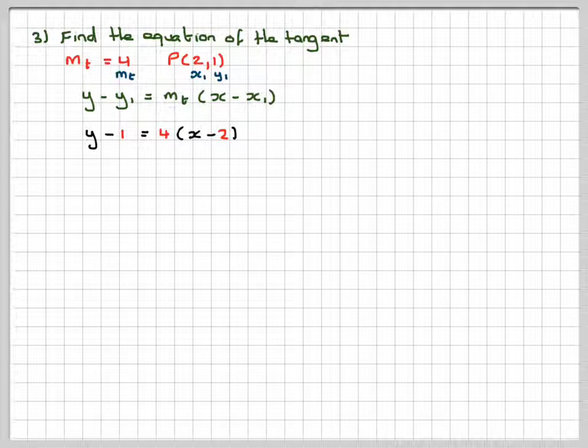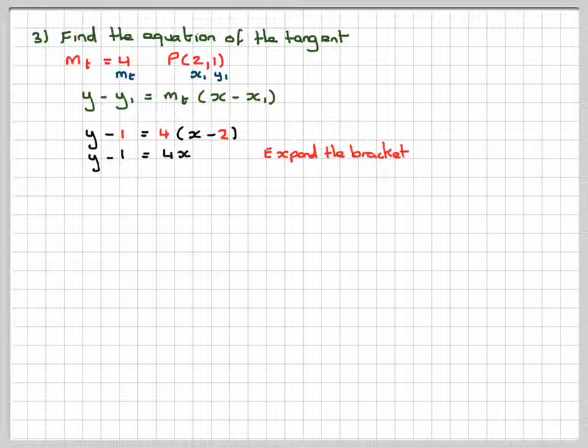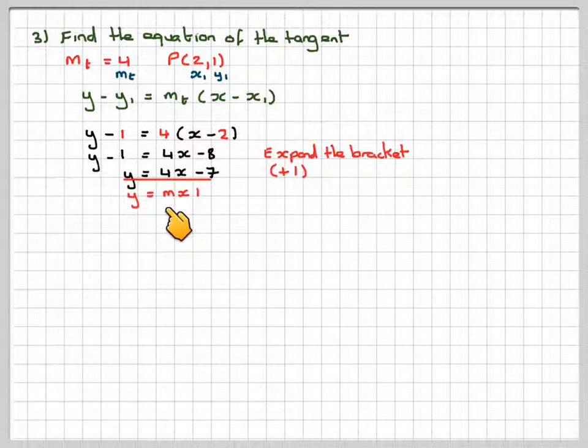Now we're going to use our algebra. So first of all we will expand the bracket. We're going to have y minus 1 is equal to 4x, 4 times minus 2, which is minus 8. Then all we're going to do is move this one over here. We're going to add 1. And then if we do that, we're going to have that y will be equal to 4x minus 7. Now if we write it this way, this is the form of a straight line, which is y is equal to mx plus c.